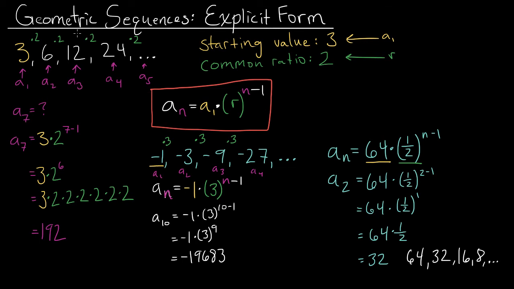So again, this is a geometric sequence represented in explicit form. We have two pieces of it. We have our starting value, which is a sub 1, and then we multiply that by our common ratio, which is r raised to the power of n subtract 1.